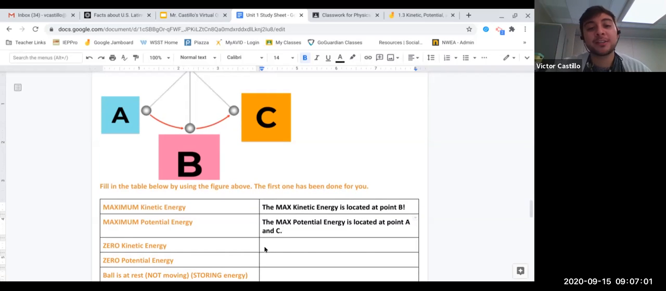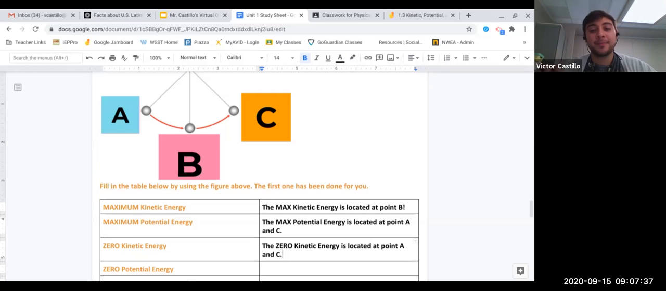Awesome. Now, where is there zero kinetic energy? It's the opposite, right? Where there is max of one form of energy, there is zero of the other. So if there's max potential energy at point A and C, that means there is zero kinetic energy at point A and point C. Yes, so the zero kinetic energy is located at point A and C, okay? Because it's the opposite of where the max is.